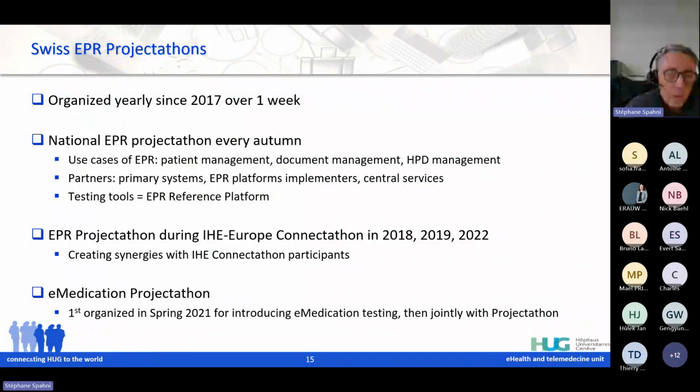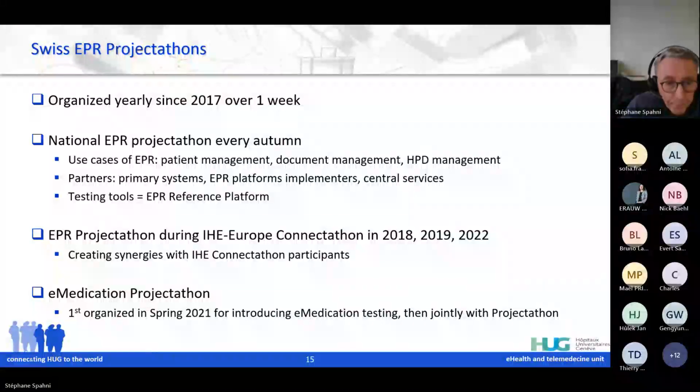We had collaboration in 18, 19, and 22 with the Connectathon. Like I showed in the picture for Montreux, where we do it in the same room, so we share the same technical infrastructure, and we can have, which is very interesting for every participant, synergies with the IHE Connectathon participants. So each one can have a look, can know what the others are doing, and some companies are participating in both the Connectathon and the Projectathon.